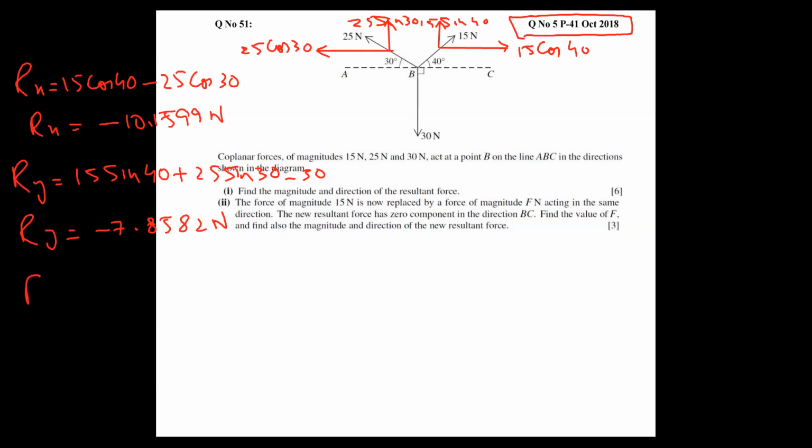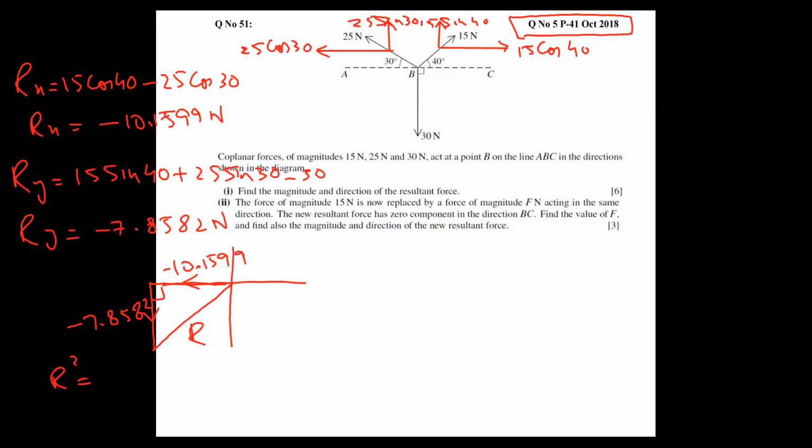Now what is R? As I said before, whenever this kind of thing comes, both are negative. So Rx negative means left side, Ry negative means downwards. So we have this kind of triangle. This is negative 10.1599 and this is negative 7.8582. The negative sign you put, no problem. This is called the resultant force.